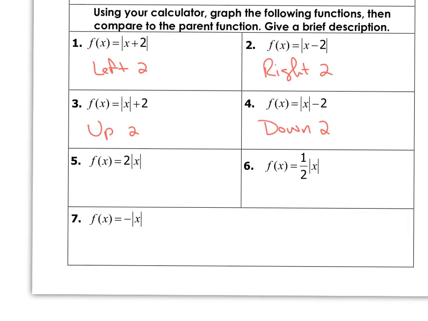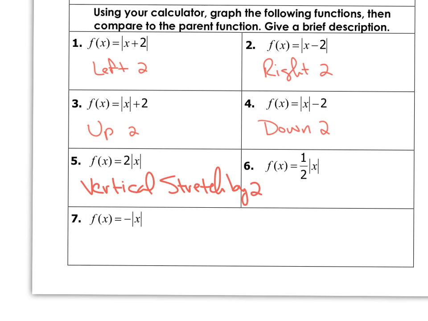Now, it gets a little bit hairy when you're talking about 5, 6, and 7. They definitely have some relationships. But generally speaking, you would say that number 5 is stretched vertically. So it has a vertical stretch by 2. It's like you're pulling the y-axis and you are stretching it up 2. And that V shape becomes more narrow.